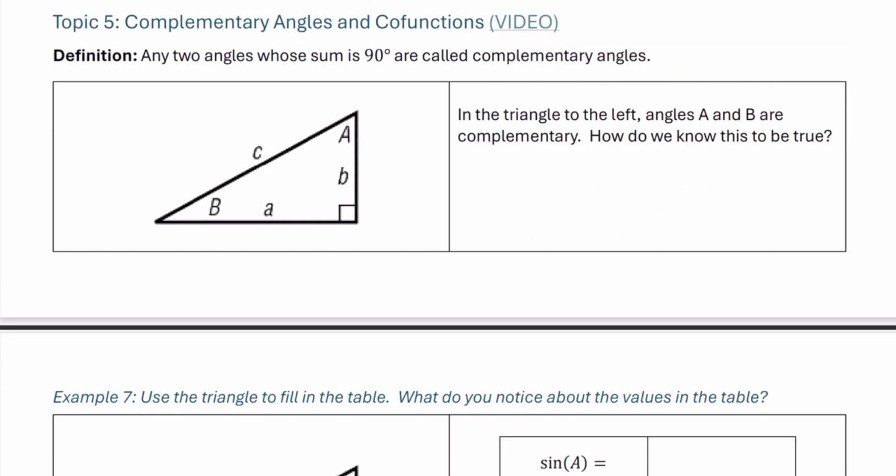For topic 5, we'll be looking at complementary angles and cofunctions. Up first, a definition. Any two angles whose sum is 90 degrees are called complementary angles. Another good thing to recall is the sum of any three angles in a triangle. The three angles of a triangle add to 180 degrees.